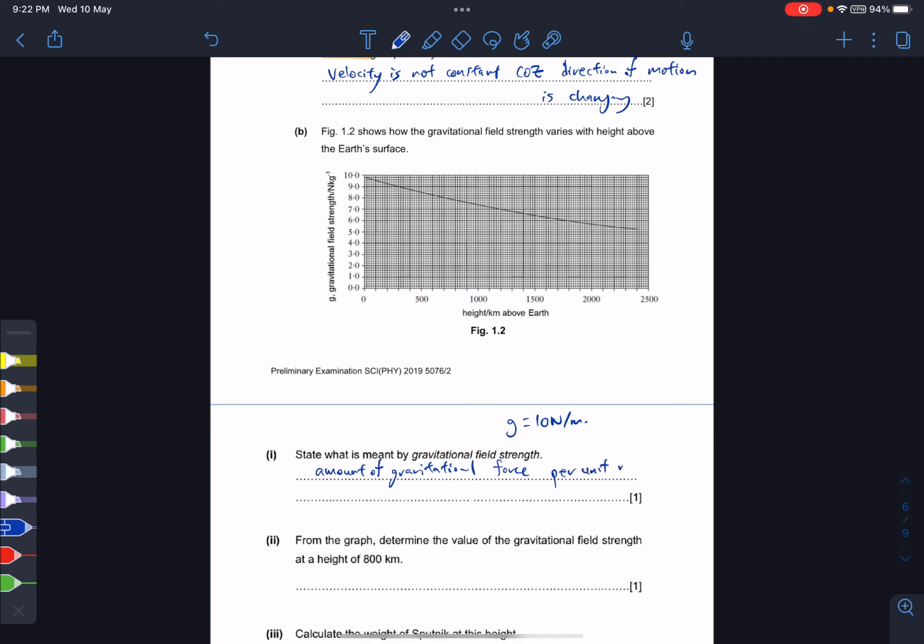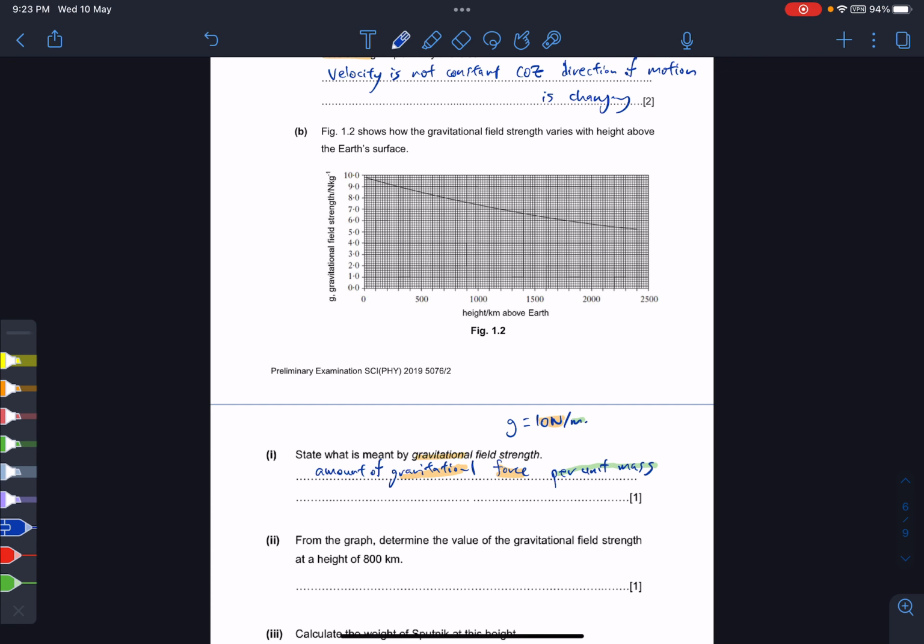Per unit mass, which is again in the formula, you see. Newton, which is force, or rather gravitational force, per kg, meaning per unit mass.